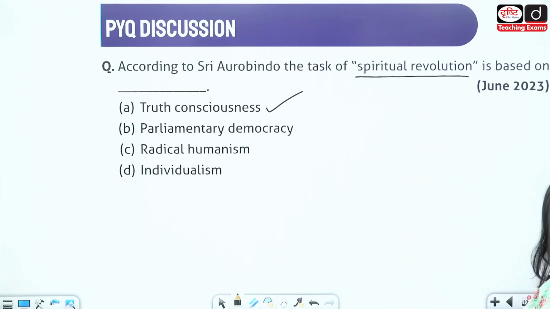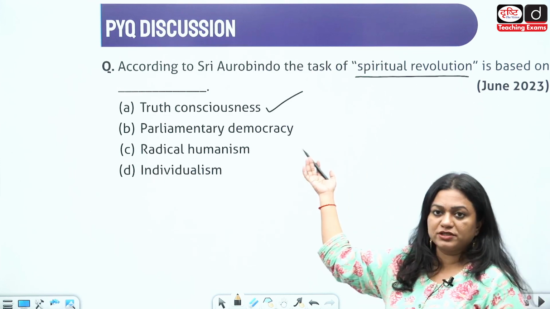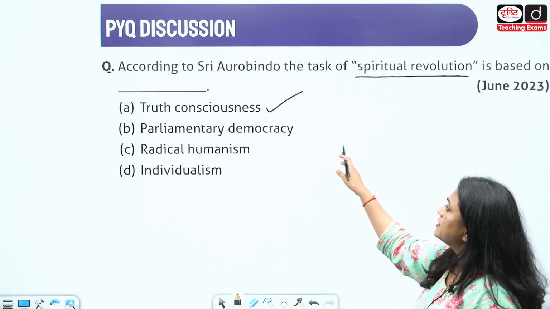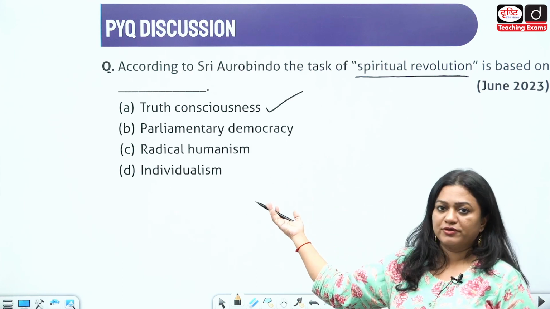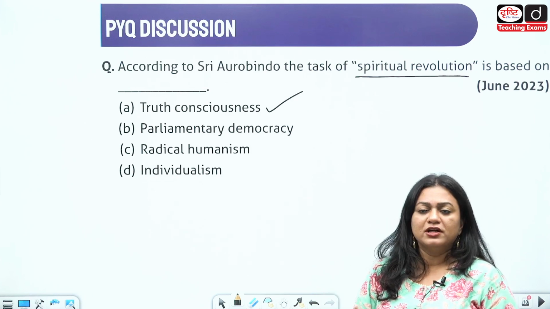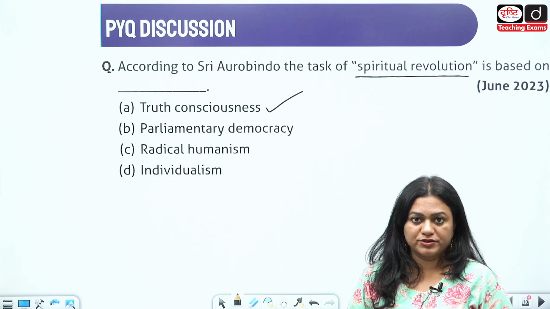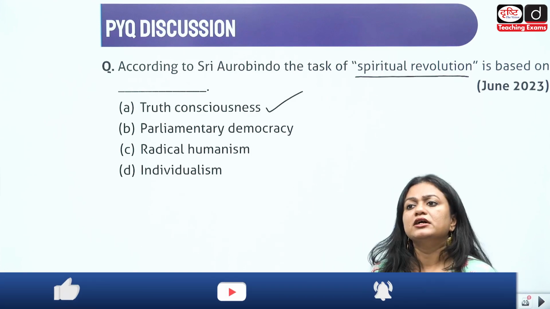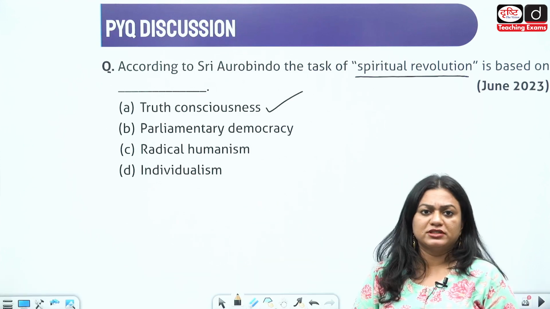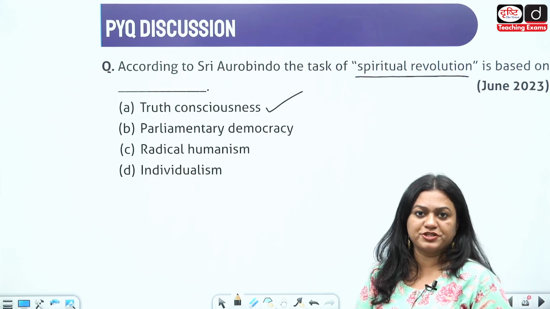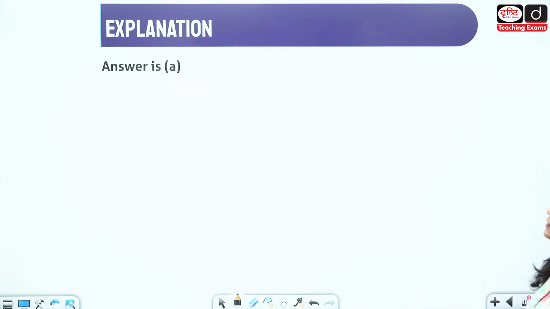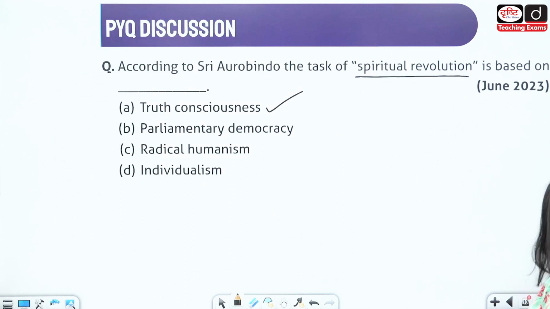Moving to our next, the parliamentary democracy is obviously associated with Dr. B.R. Ambedkar. He supported parliamentary democracy. Then we have radical humanism, belonging to M.N. Roy. Individualism is a Western oriented concept. Within the Indian tradition, what I have seen is that very few thinkers have actually supported the idea of individualism. Most of the thinkers have spoken in terms of the community. It is not I, it is about we, right? Then our answer is A, truth consciousness.